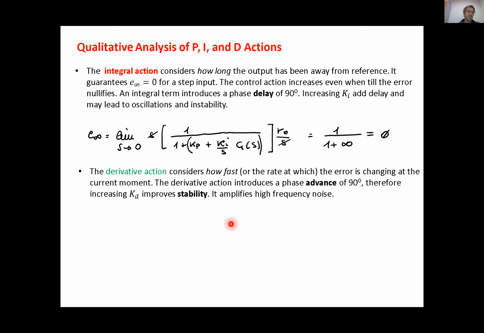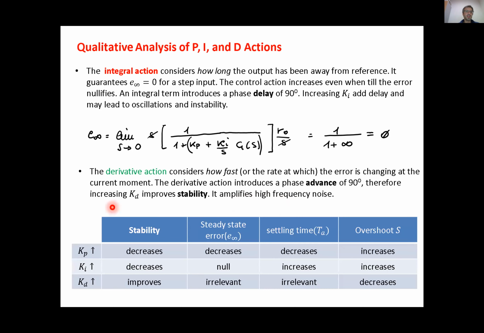The derivative action instead considers how fast the error is changing at the current moment, and introduces a phase advance of 90 degrees. A phase advance means that we can recover some phase delay, and therefore increasing the Kd parameter can improve stability. However, a derivative action amplifies high frequency noise. So, as a rule of thumb, we can summarize in a table what the three parameters do in terms of stability, steady state error, settling time, and overshoot.